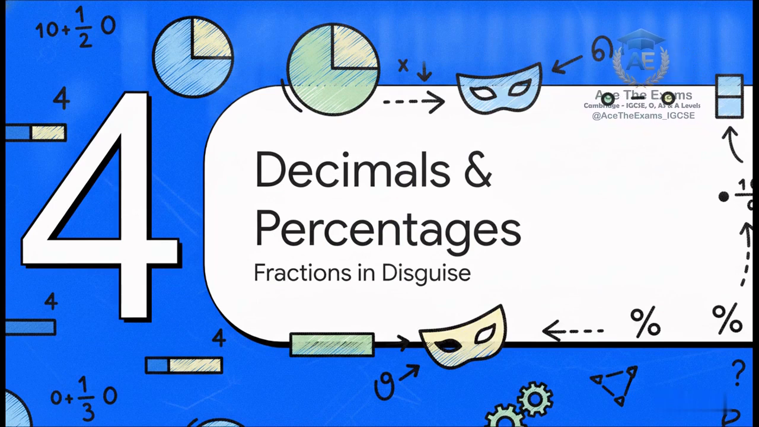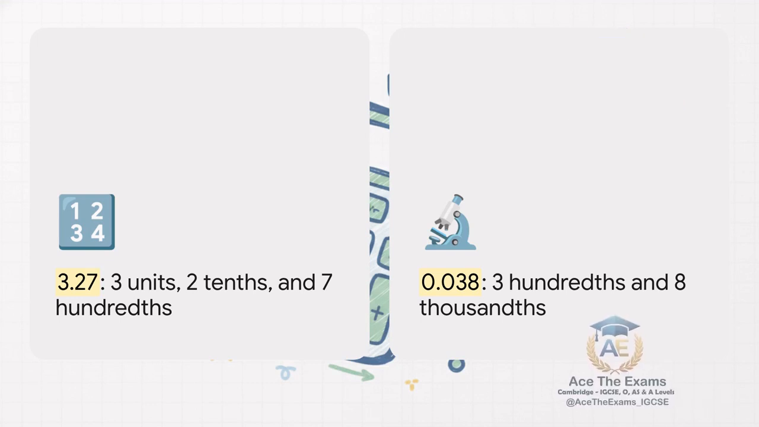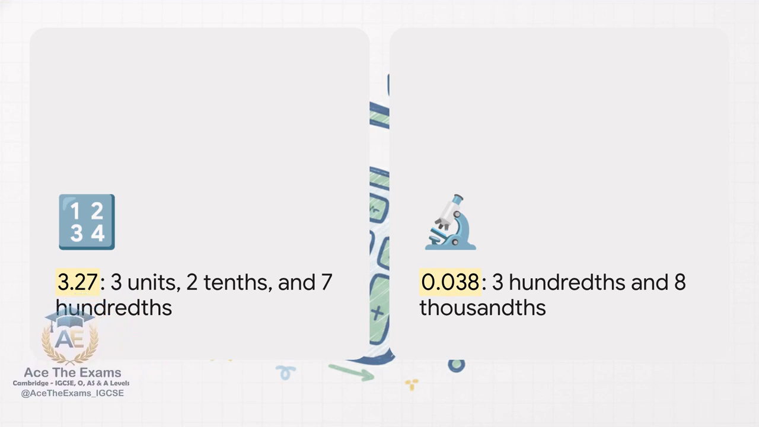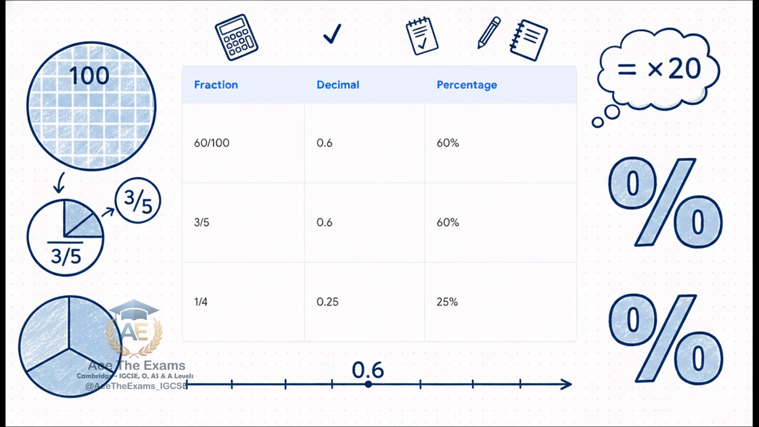Now for Section 4, Decimals and Percentages. I like to call these fractions in disguise. Seriously, just think of decimals and percentages as fractions wearing a disguise. They are literally just fractions with special, standardized denominators. Notice how the place value completely determines the decimal's meaning. Looking at 3.27, that's 3 units, 2 tenths, and 7 hundredths. It is mathematically equivalent to 3 and 27 over 100. Conversely, 0.038 is simply 38 over 1,000. Once you start seeing decimals as just fractions with denominators of 10, 100, or 1,000, they become so much less intimidating. You can consider this your ultimate cheat sheet.